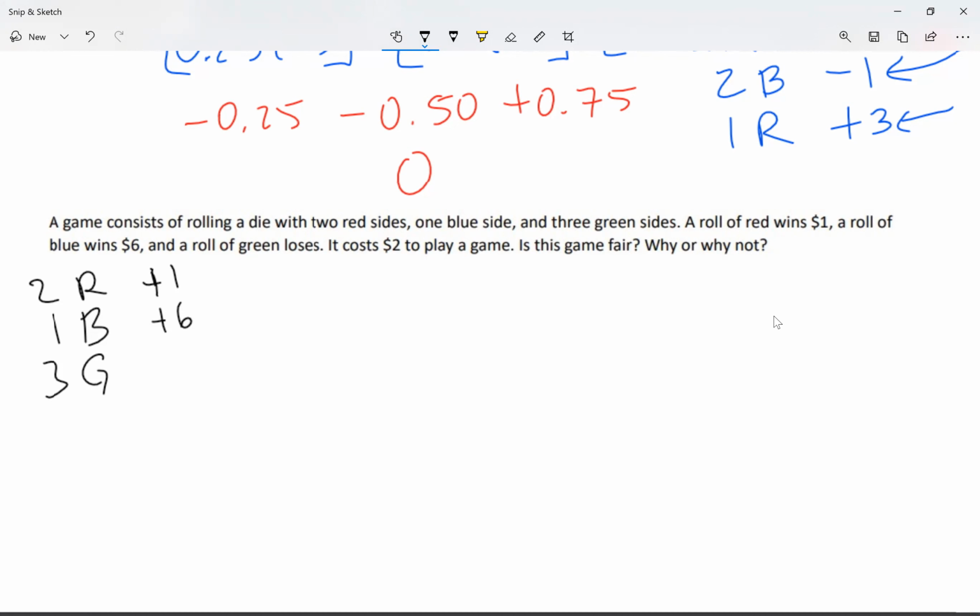Oh, okay. So let me subtract 2 from each. Technically 1, 0 minus 2. So if you get a red, you still lose $1 because you paid $2 to play and only made 1 back. So you still lost. If you get a blue, you win $4. And if you get a green, you lose $2. Is this game fair or why or why not?